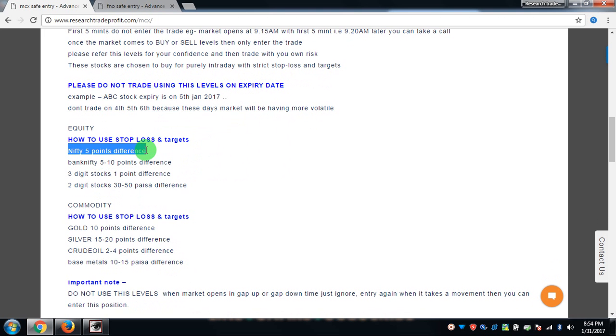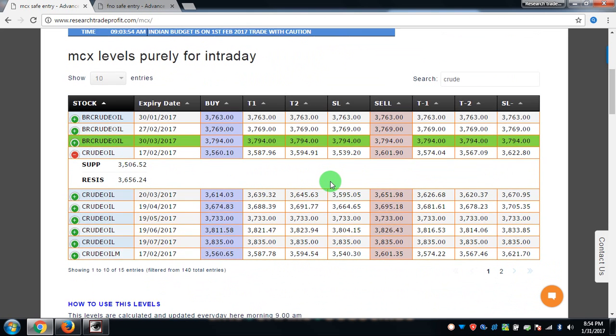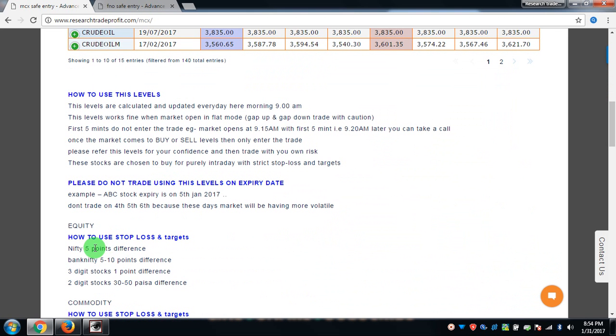So Nifty, whatever stop loss we have mentioned in our table here, this is the stop loss level. So here you have to keep at least a 2 to 5 point difference between the given stop loss and your actual stop loss, because many times chances are it may hit the exact given stop loss and from there it may bounce. So we suggest to maintain at least a 2 to 5 point difference in Nifty.